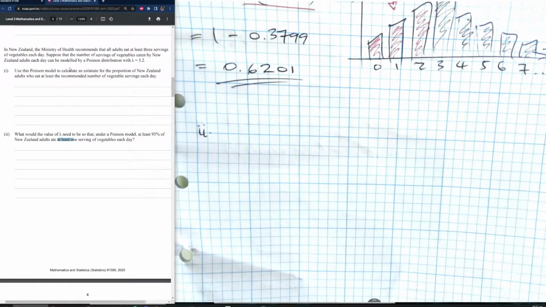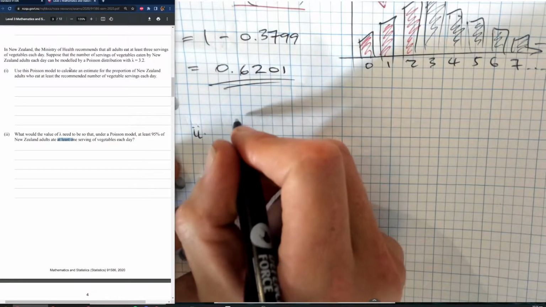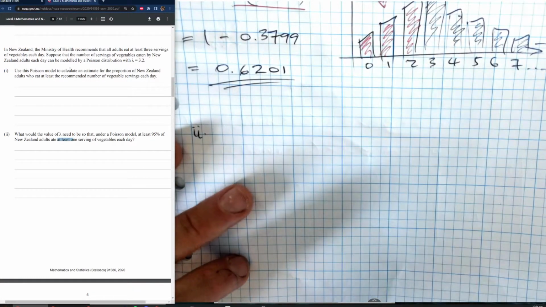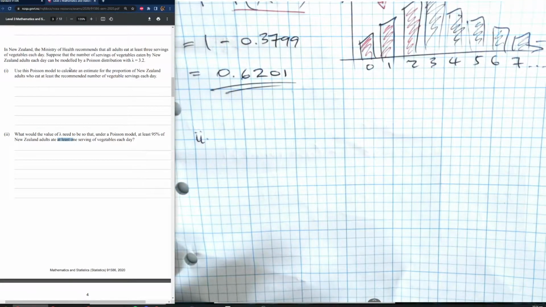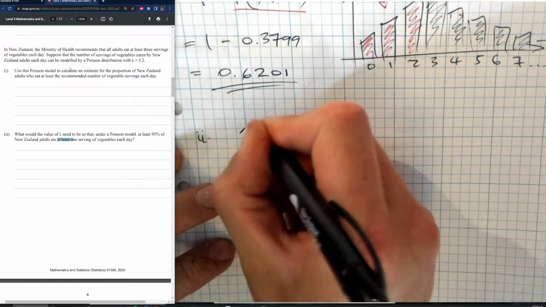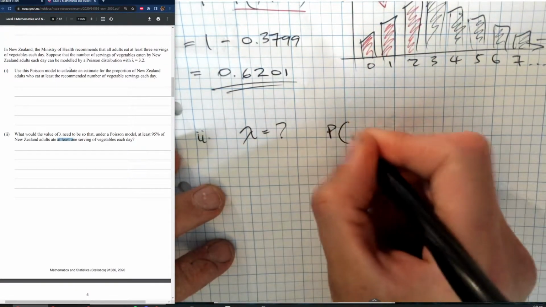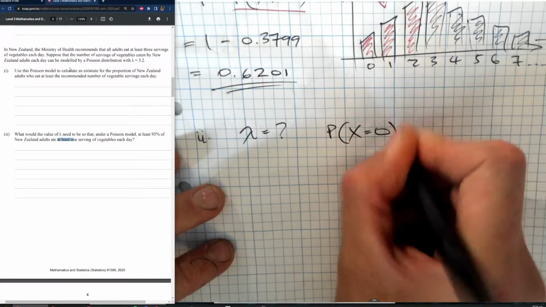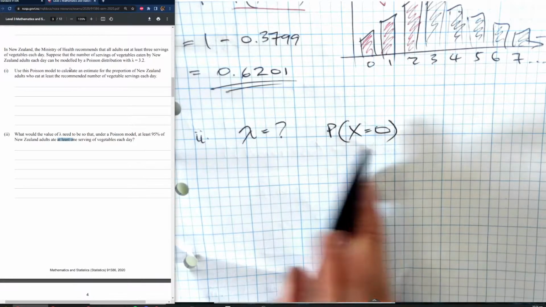Okay. At least 95% of New Zealand adults ate at least. How do I get understanding for you guys on this one? So this is an excellence question. Whenever you have to find a lambda, this is going to be the excellence question. If you have an unknown lambda, you always need to know the probability that x equals 0. So that's what you're going to need to have. So we need to find out how we can find that.